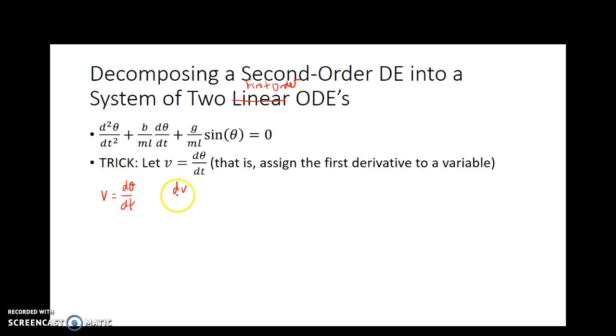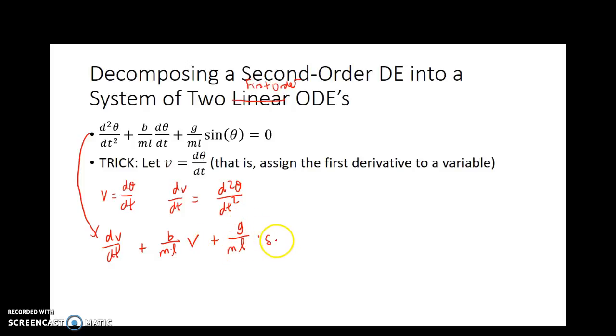Also, what I know is that dv dt in that case is equal to the derivative of theta with respect to t, the derivative of that, which is the second derivative of theta with respect to t. And so this allows me to make some substitution. Wherever I see the second derivative, I'm going to replace it with dv dt. So my model up here becomes dv dt plus b over ml d theta dt. Well, d theta dt is simply v by my substitution, and I have plus g over ml times sine of theta equals 0.